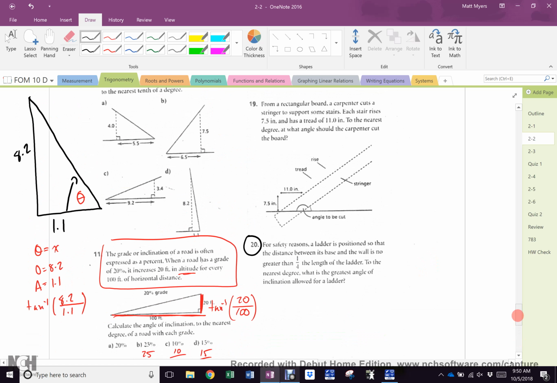Now, 19 was actually hard. I need this angle, correct? It's a little hard to see. I'm going to zoom in on it.